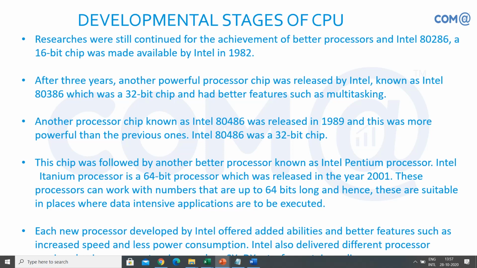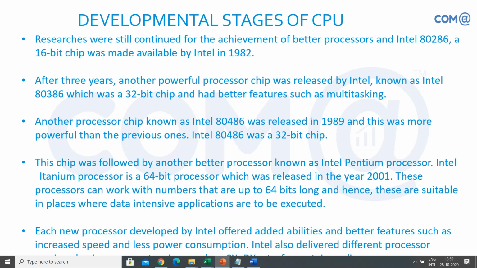Another processor, the Intel 486, was released in 1989. This was more powerful than the previous ones because it was handling very important operations at that time. The 486 was a 32-bit chip only. So after 286, we had 386, and now 486 with 32-bit. We started getting advancements in the processor.